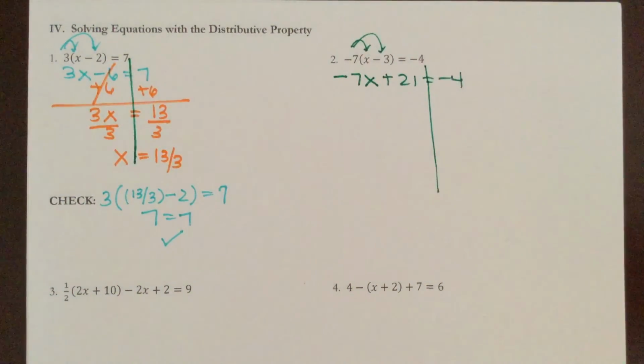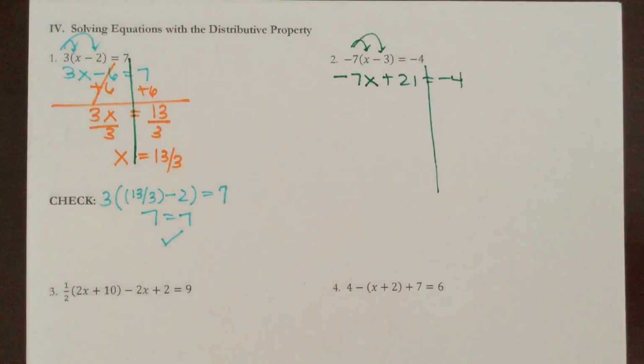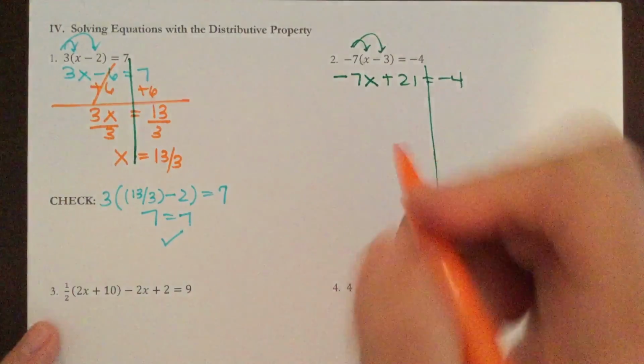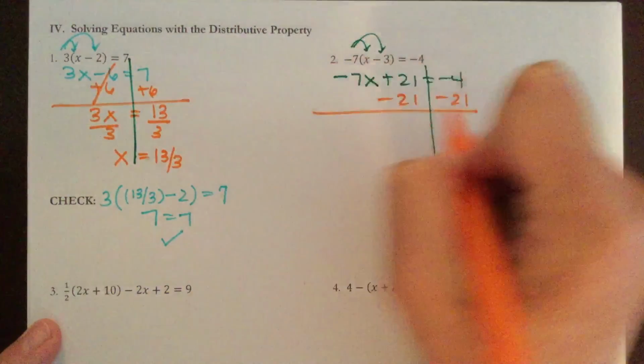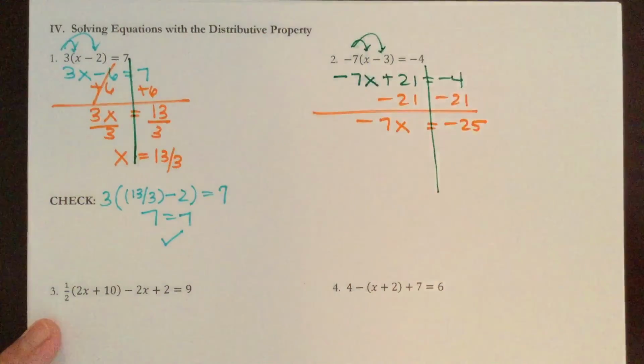Our next step says that we should eliminate any fractions or decimals, which we don't have. Next, we are combining like terms. There are no like terms here on the left or the right, so we move on to addition or subtraction. We will subtract 21 from both sides and get that -7x is equal to -25.